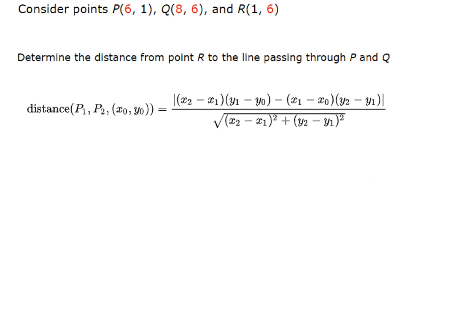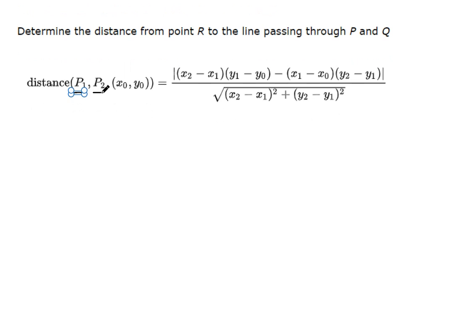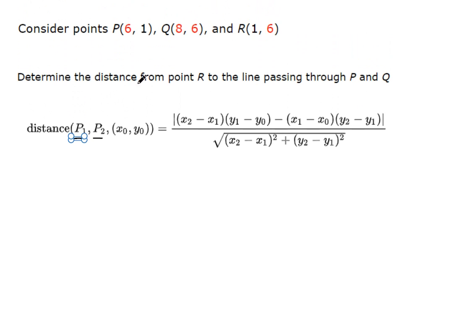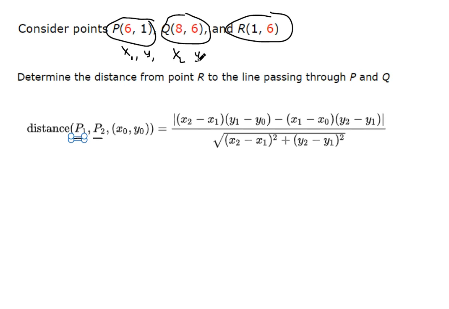So if we want the distance between P1 and P2, they are points on that line that we're dealing with. So we're trying to find the distance from point R to the line passing through point P and point Q. So this would be like P1, this would be P2 in the formula, and this would be X sub 0 and Y sub 0, the point that we're trying to connect to this line. So if you were to label the points according to how they have it here, this would be X1 and Y1. This would be X2 and Y2, and then this would be X sub 0 and Y sub 0.